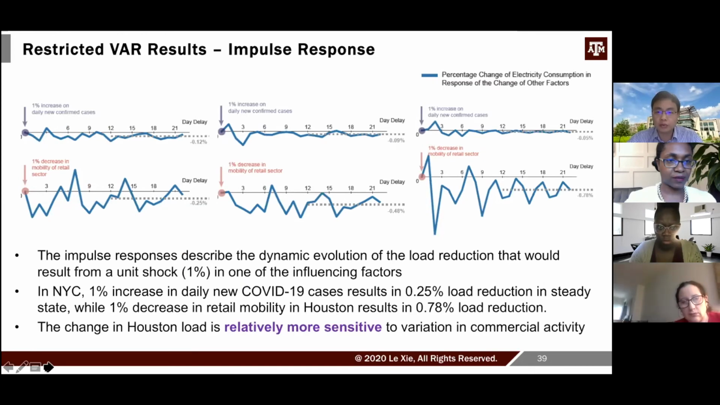What-if scenarios? Like, what if I have a 1% increase in the visit to the retail sector? How much does that impact electricity? What if we have a 1% increase in the daily new confirmed COVID cases? How does that affect electricity? So we can develop this kind of what-if dynamic assessment on the impact on electricity.